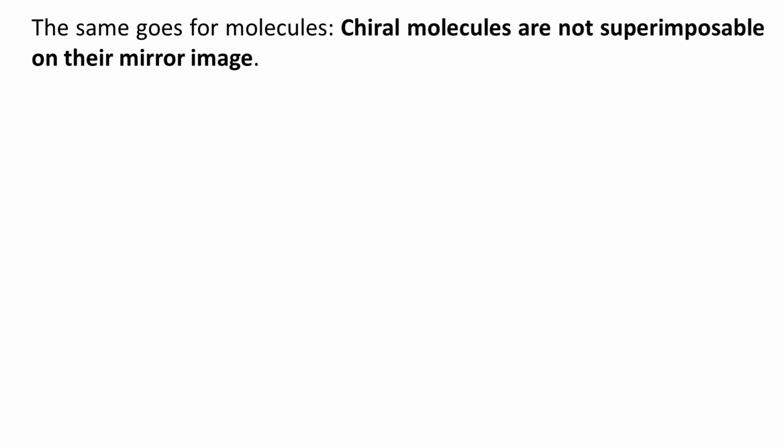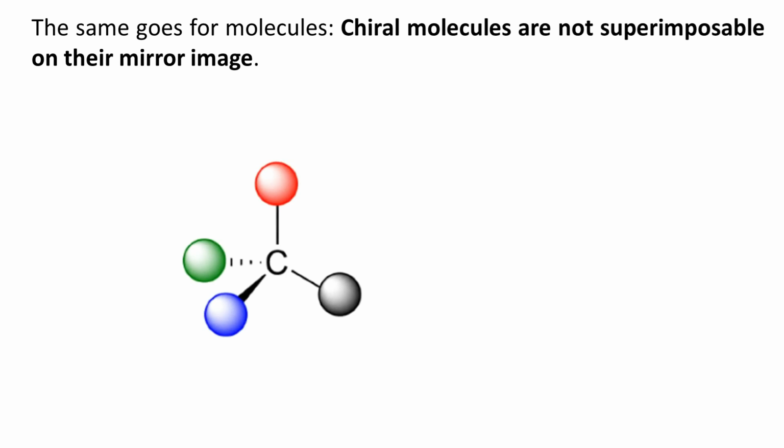The same goes for molecules. Like chiral objects, chiral molecules are not superimposable on their mirror images. In other words, molecules that are not superimposable on their mirror images are chiral. Consider, for example, the ball and stick model of a carbon-centered molecule. Each color depicts a different atom or group attached to the carbon center. The mirror image will look like this.